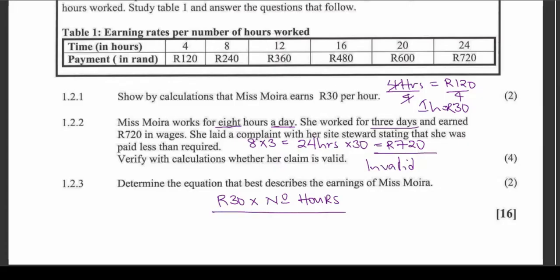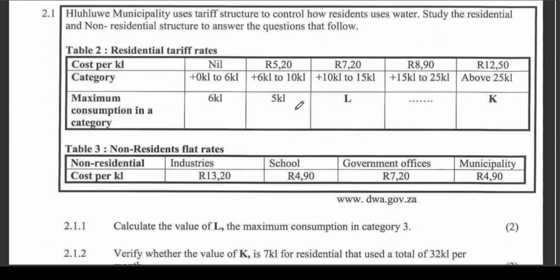That is the equation that we're looking at, times the number of hours. That marks the end of question number 1. We continue. Question number 2 talks of a municipality that uses structure control for how residents use water. Study the residential and non-residential structure to answer the questions that follow.